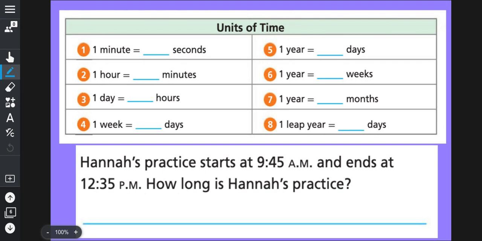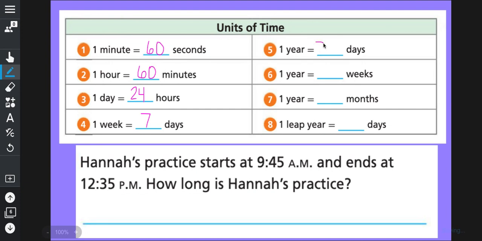Let's take a look at some conversions for time. If I have 1 minute, that equals 60 seconds. Now, everything on this chart of time is something that you need to know and have memorized. 1 hour equals 60 minutes. 1 day equals 24 hours. 1 week equals 7 days.